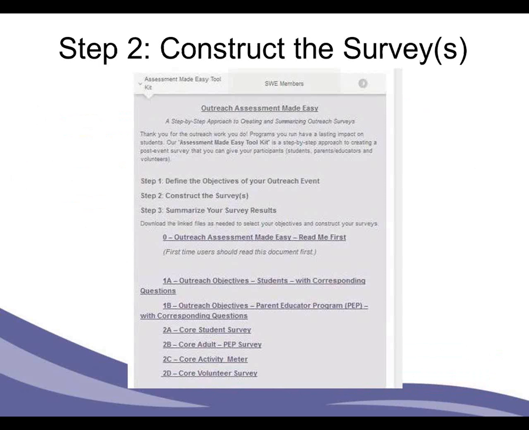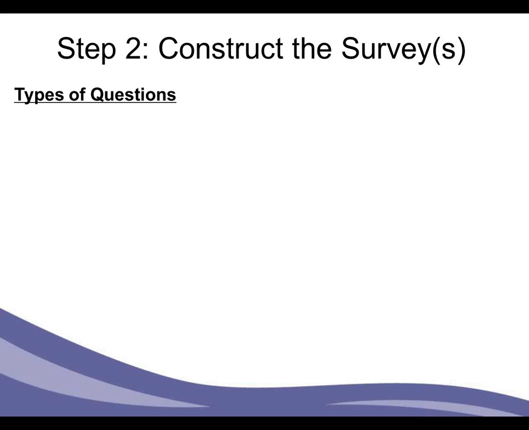Once you select your objectives, it's time to move on to step 2, construct the surveys. In the toolkit on the website, you can find core surveys that you can customize for students, adults, and volunteers. Here's an overview of the types of questions you'll find in the surveys. All of these questions are in the core surveys.